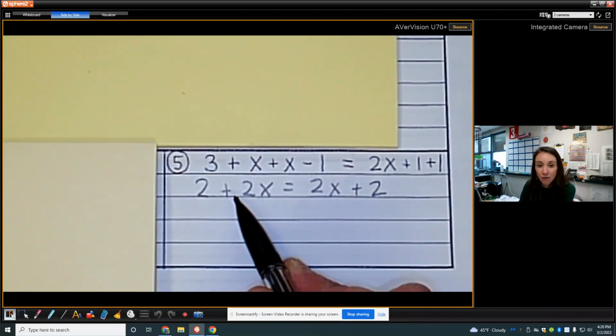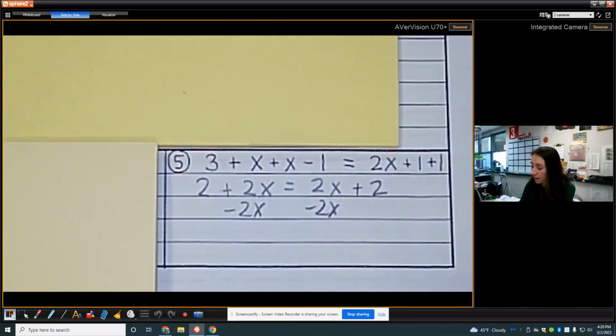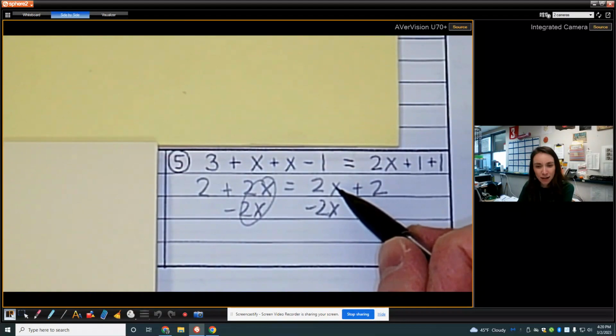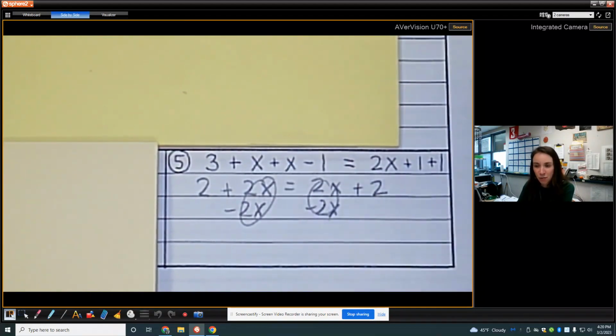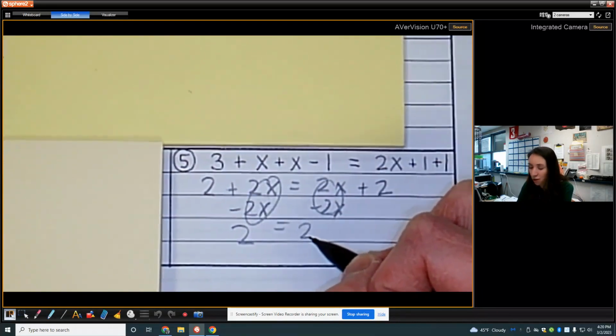So the inverse operation of plus 2x is minus 2x. So do that to both sides of the equal sign. Positive 2x minus 2x is 0, and positive 2x minus 2x is 0. So bring everything down. I'm left with 2 equals 2.